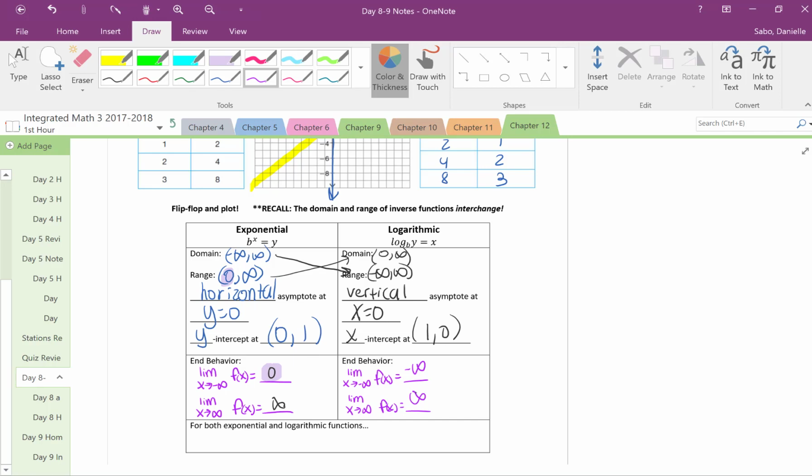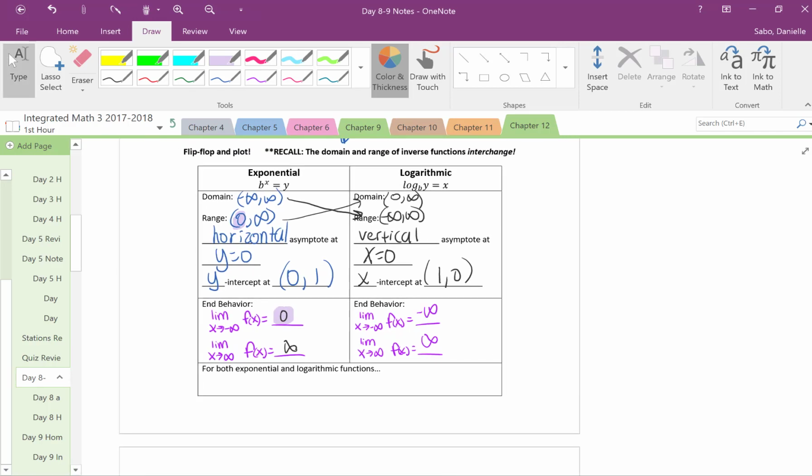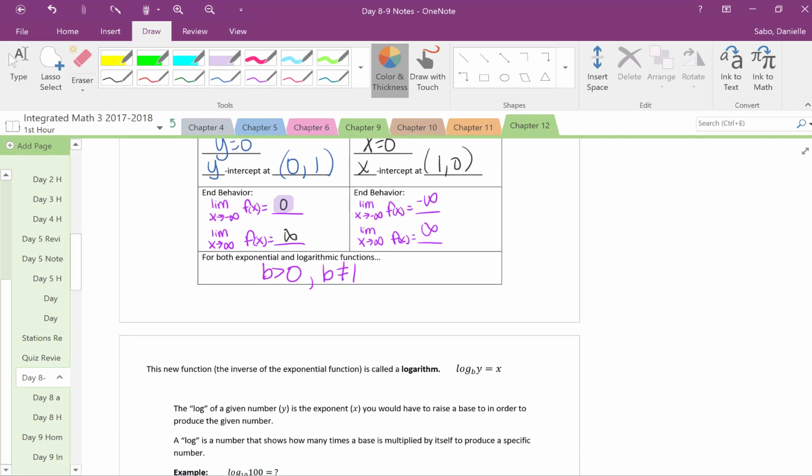Okay, so for both exponential and log functions, your base value has to be greater than 0. Same thing as what we did last week and the week before for exponential functions. And remember that b cannot be 1. That base cannot be 1, because then you're really not exponentially growing. Because 1 to any power in the world is going to be that number, because it's just 1. Okay, flip when you're ready to go.